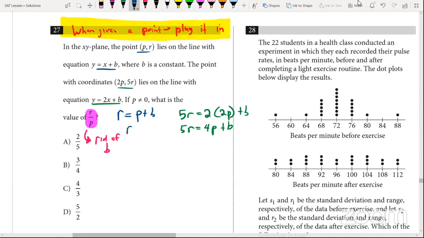Taking away P from both sides, you have R minus P equals b. And here, taking away 4P from both sides, you have 5R minus 4P equals b. So now both of these equations are equal to b, so they're both equal to each other. That's essentially the substitution method. So you've got R minus P equals 5R minus 4P. And now we're trying to finagle this into R over P. So one thing you can do is get all the R's on one side and all the P's on one side. So I'll take away R from both sides and add 4P to both sides.